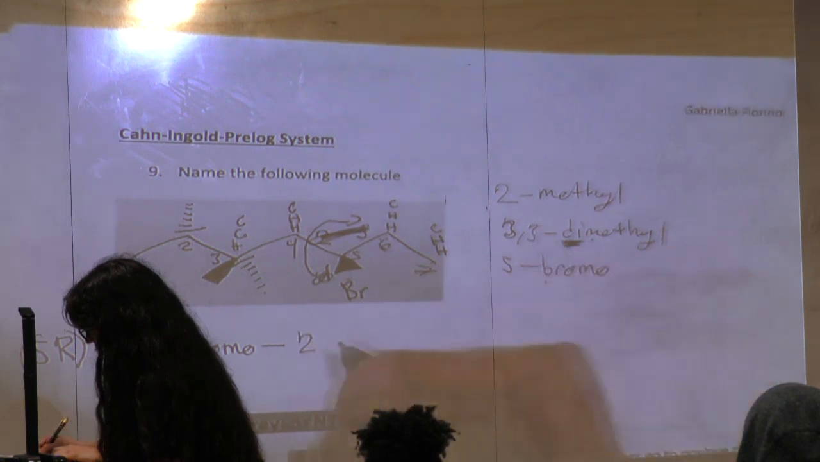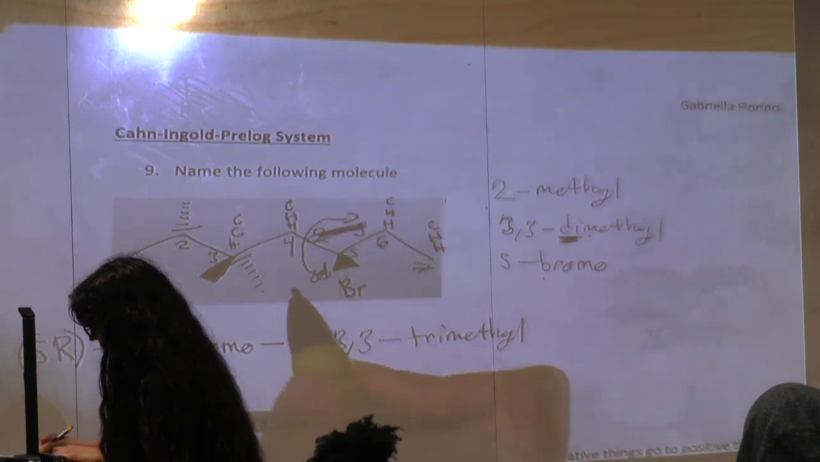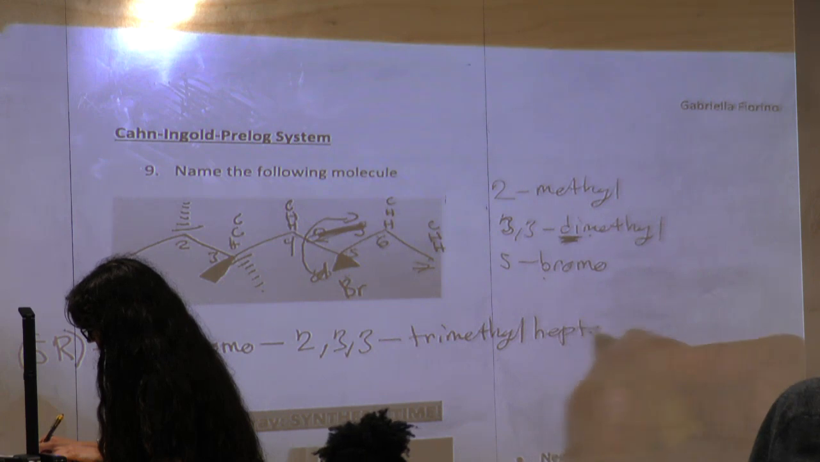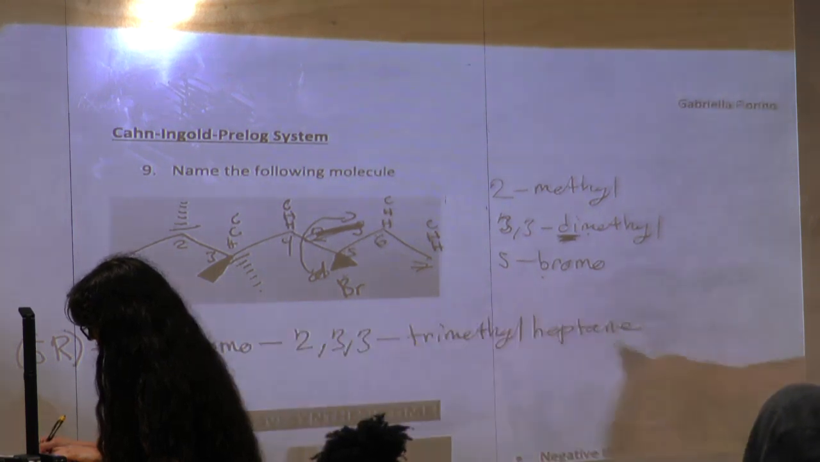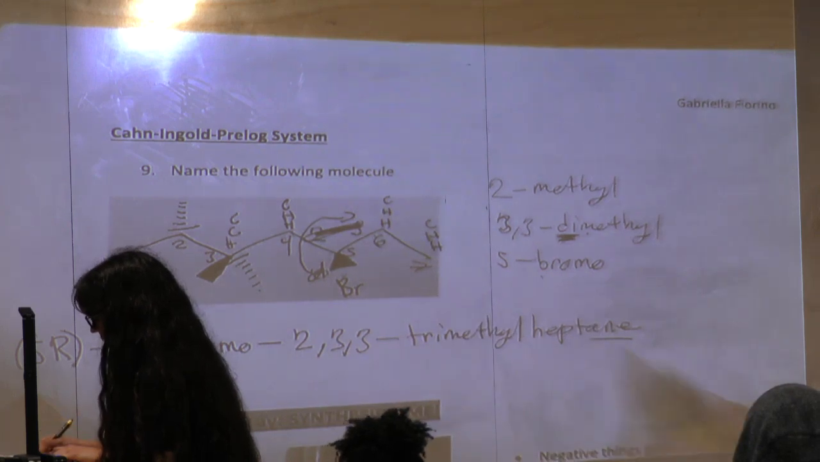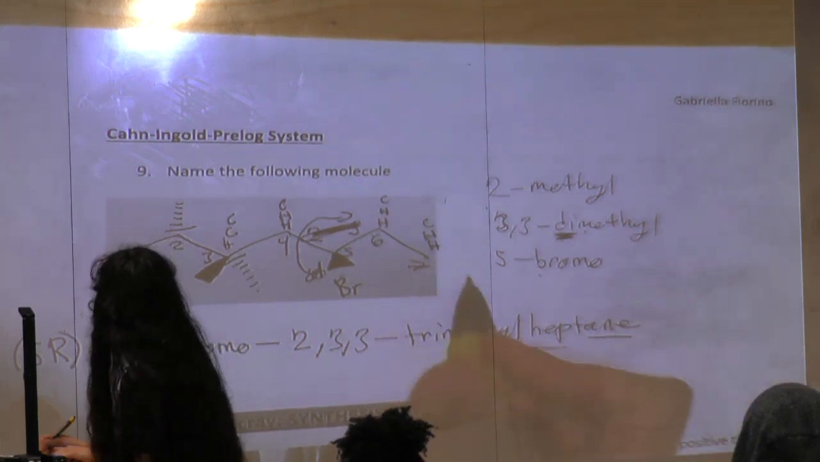Then we have 2,3,3-trimethyl. And this had 1, 2, 3, 4, 5, 6, 7, so heptane. We didn't have any double bonds. It's an alkane, so it's ane. If it had a double bond, it would be ene. 7 is hep. So we do have to keep those in mind.